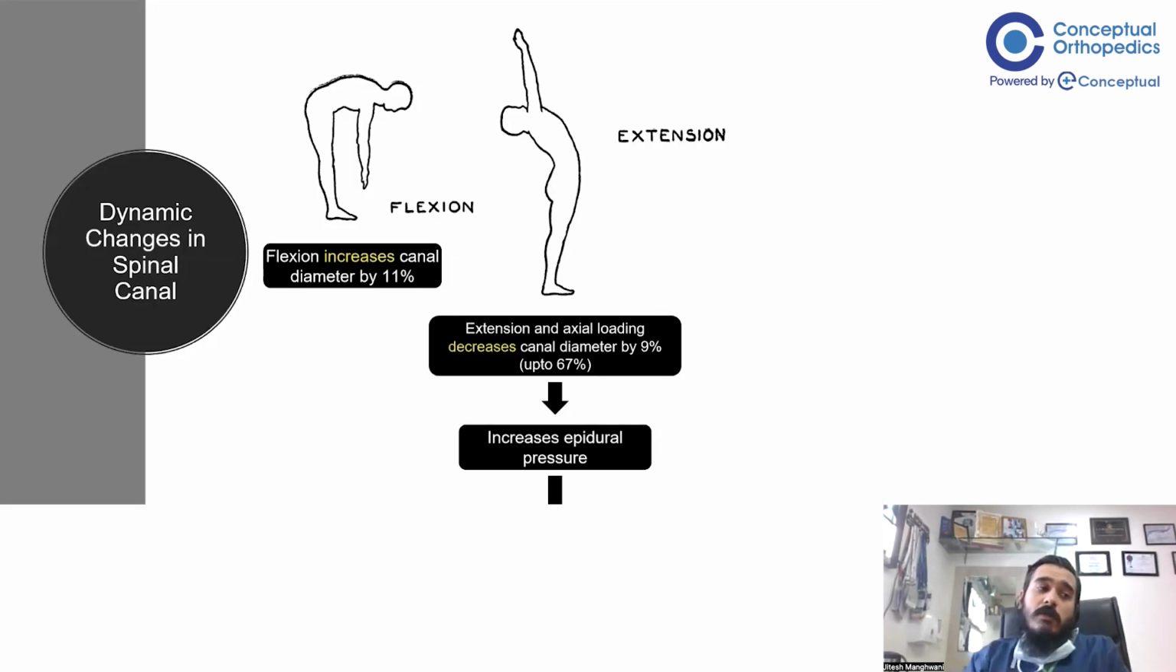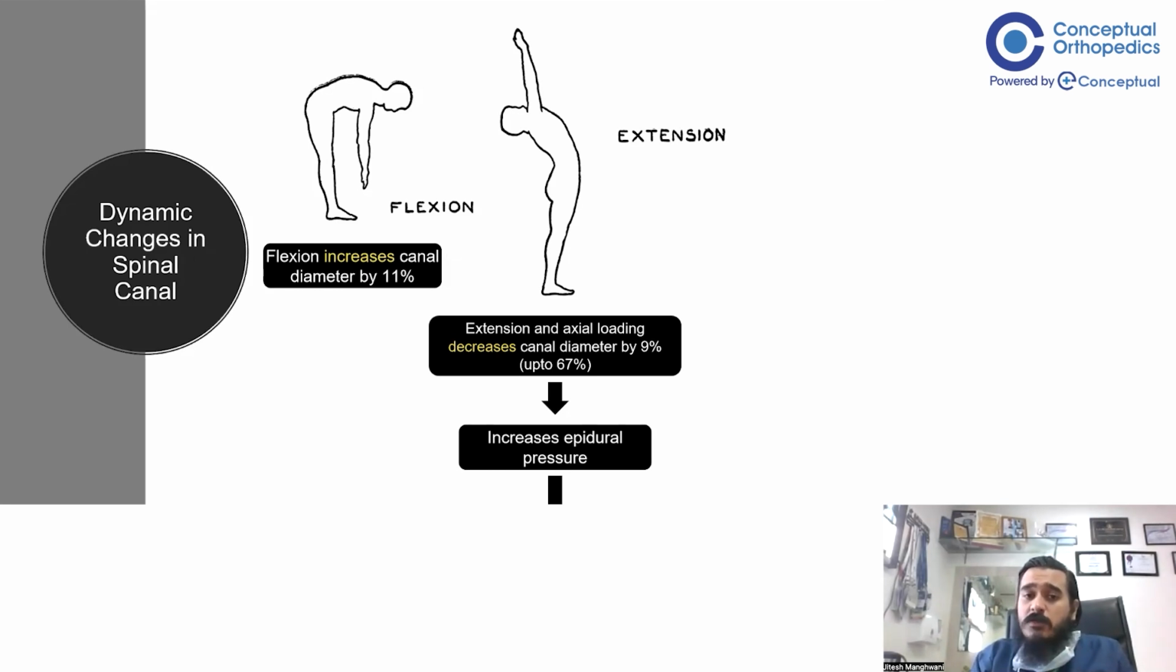So the major thing in lumbar canal stenosis is that it is not a fixed entity. What do I mean by this? The changes that happen in the spinal cord are not just static changes, there are dynamic changes also. So what are these static and dynamic changes?